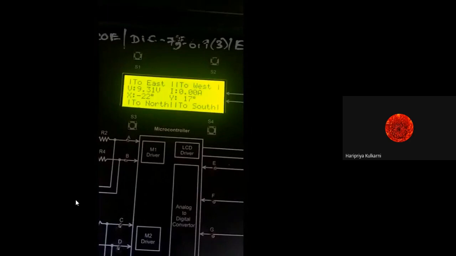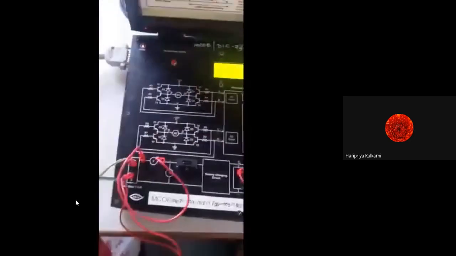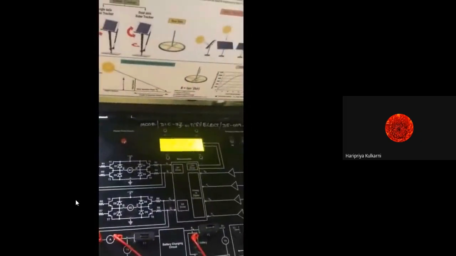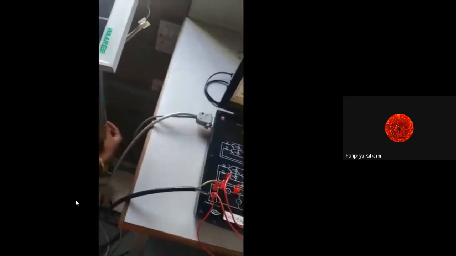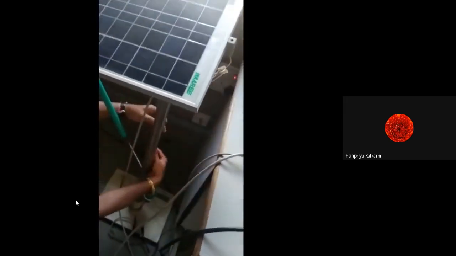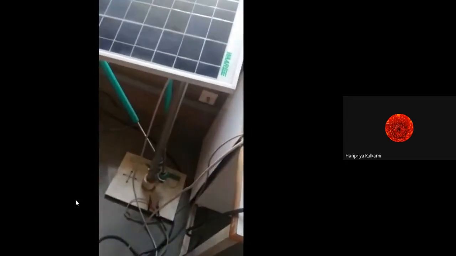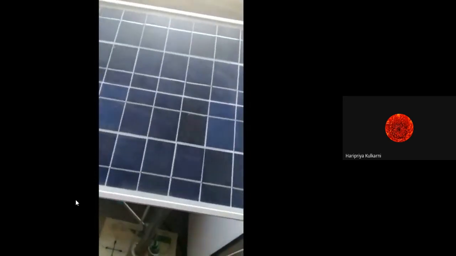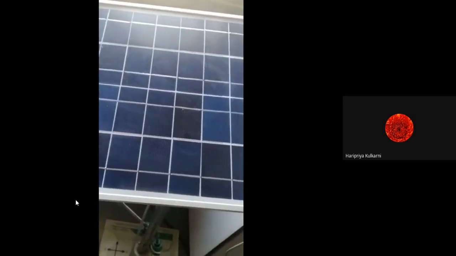So this is the way we can perform single axis tracking. Similarly, we can have dual axis tracking also. In that case, you can operate both the motors, and the panel can be moved in east, west and north, south direction. You can move the panel in the southeast direction, the northwest direction, the southwest direction, or the northeast direction as well. So diagonally you can operate the panel.